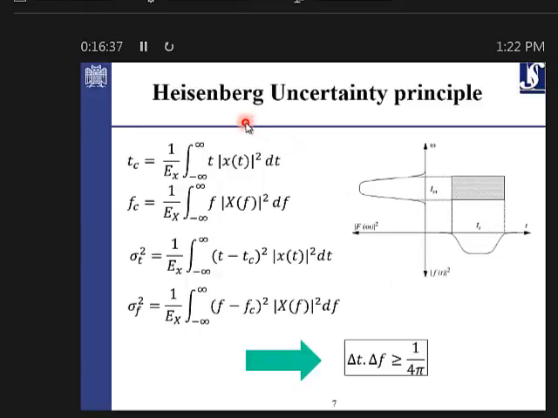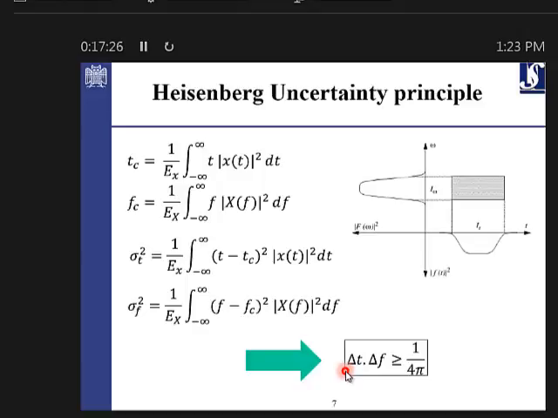Heisenberg could prove that the variation over time times the variation over frequency, the point of localization, follows this kind of inequality. The lower bound of this inequality is something like 1 over 4π. And this lower bound will be respected if we are using a Gaussian window. So if you're using a Gaussian window, then we would be able to hit the lower bound of this inequality.